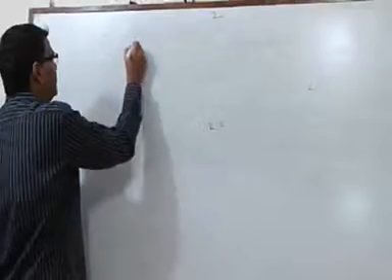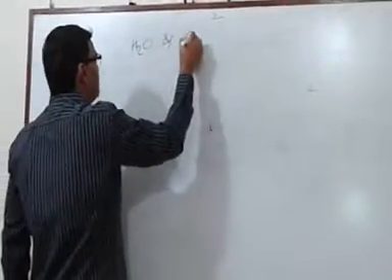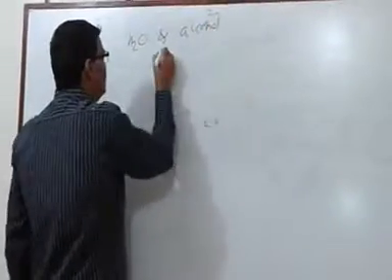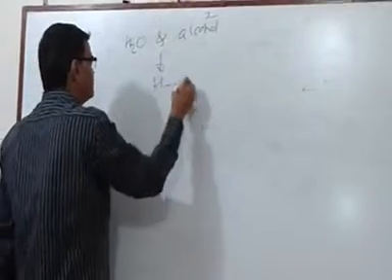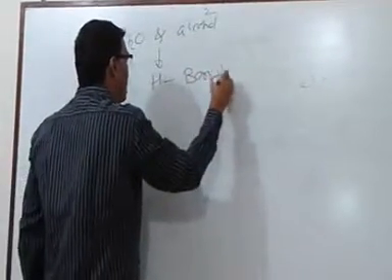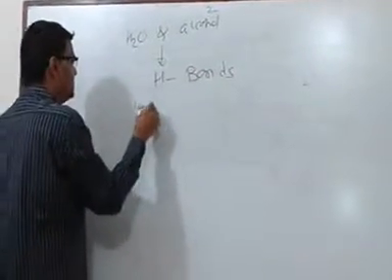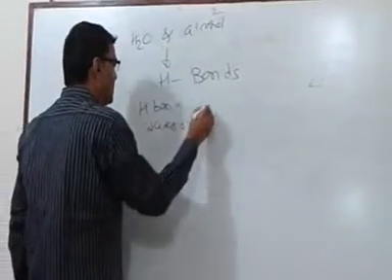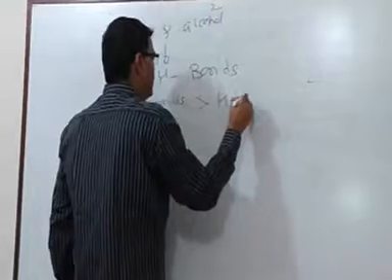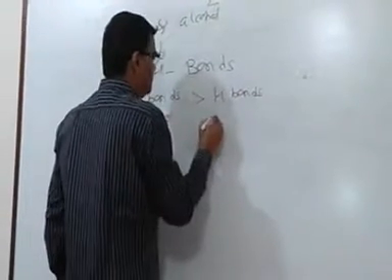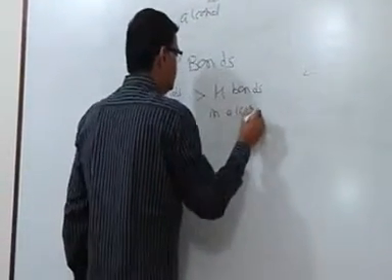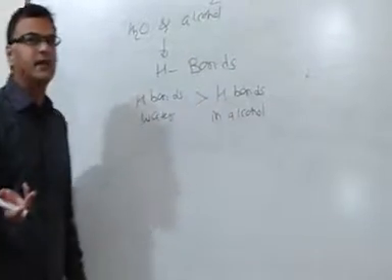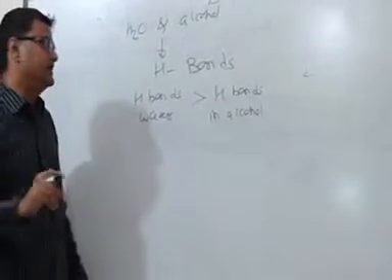Both water and alcohol are capable of forming hydrogen bonds. However, the hydrogen bonds in water are much stronger than hydrogen bonds in alcohol. This, I think, all of us are aware, no need to go for further explanation.